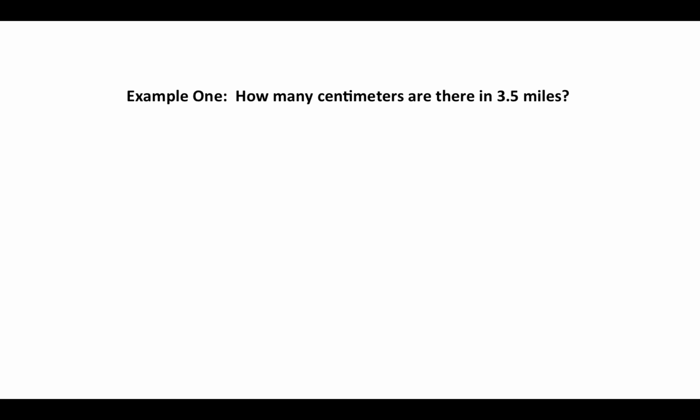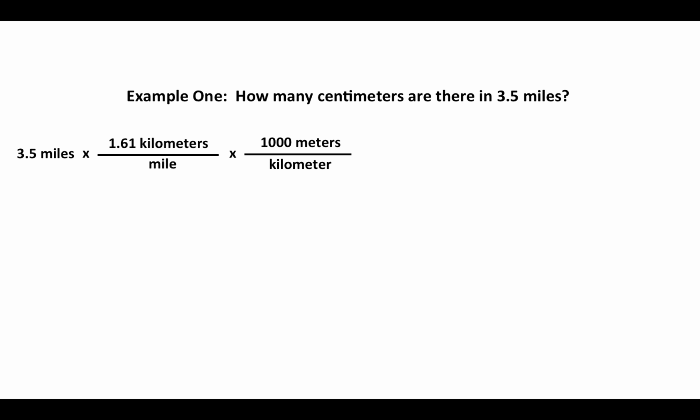Example 1 is how many centimeters are there in 3.5 miles? I start with 3.5 miles and I multiply that by 1.61 kilometers per mile times 1,000 meters per kilometer times 100 centimeters per meter. I can cancel out some units. I can cancel out mile, cancel kilometer, cancel meter, and what I'm left with is centimeters.